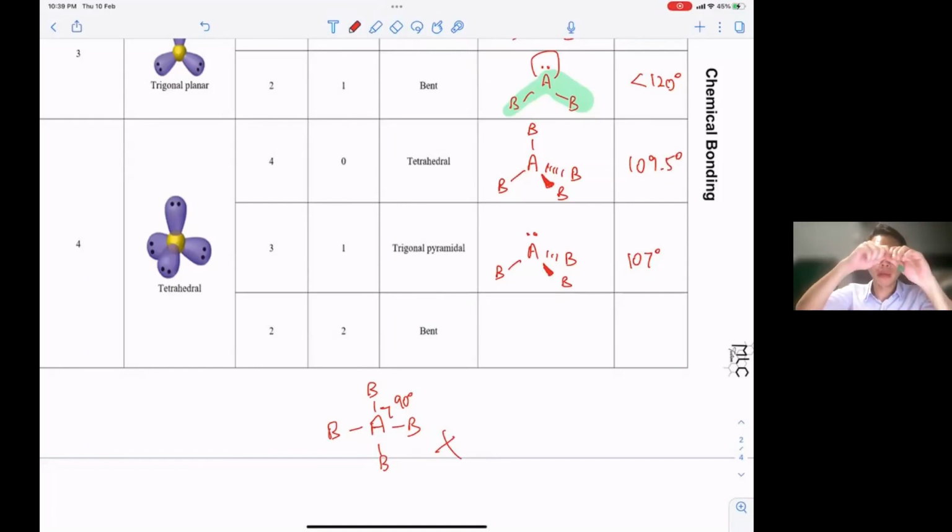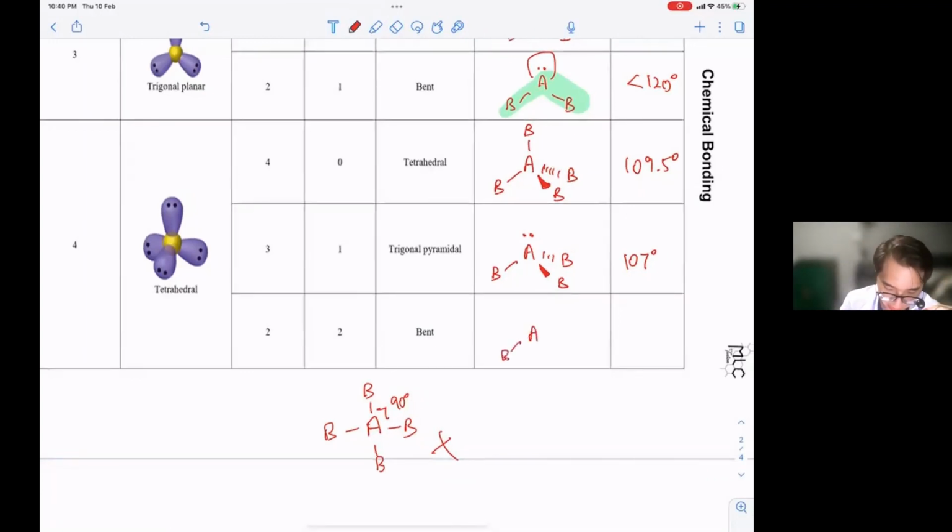Now if you remove one more, you can see that it goes back to the bent shape, and it's planar. You can lie flat on the plane. So how do we represent it? With just single lines. So this is 104.5 degrees, because now you have two lone pairs which will push the bond pairs even closer together. So this is a brief introduction to VSEPR theory.